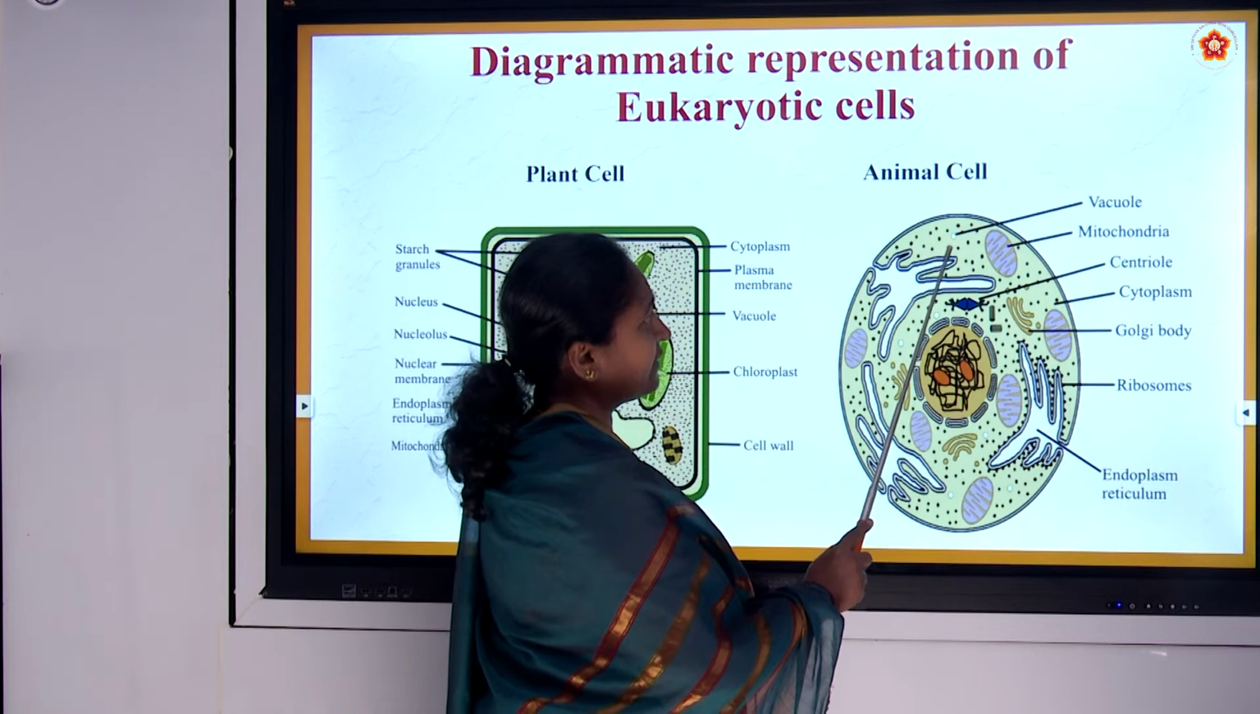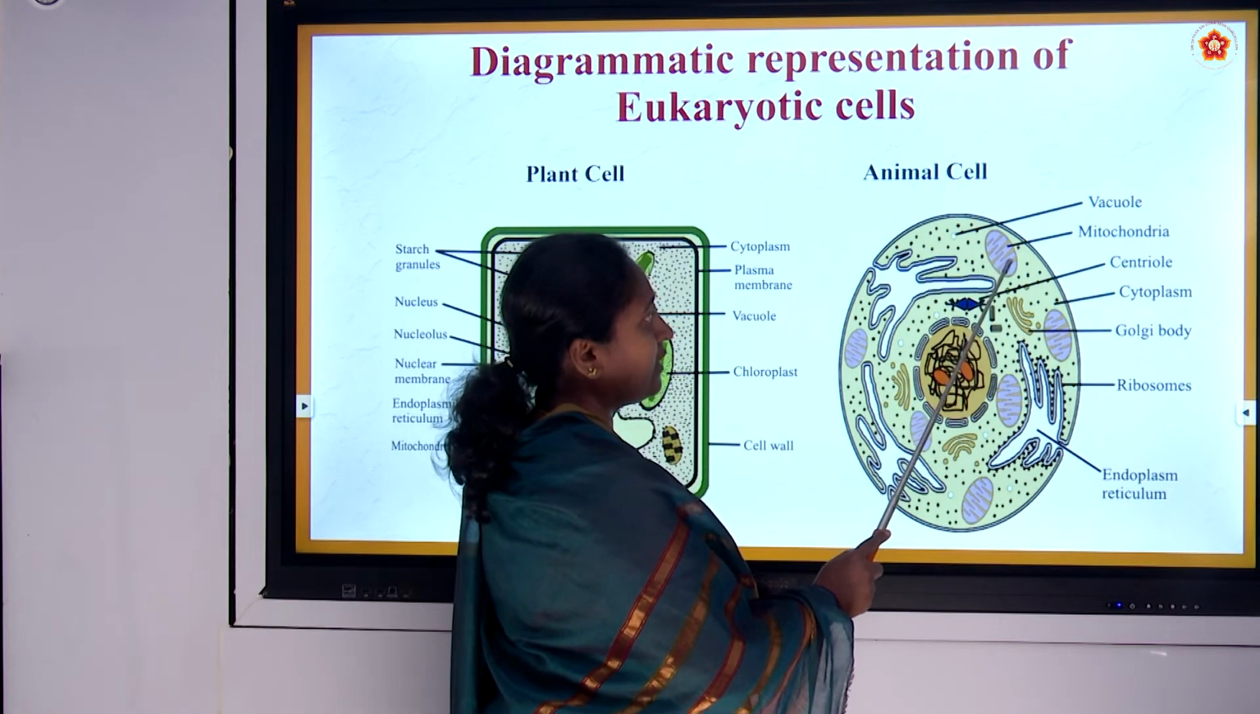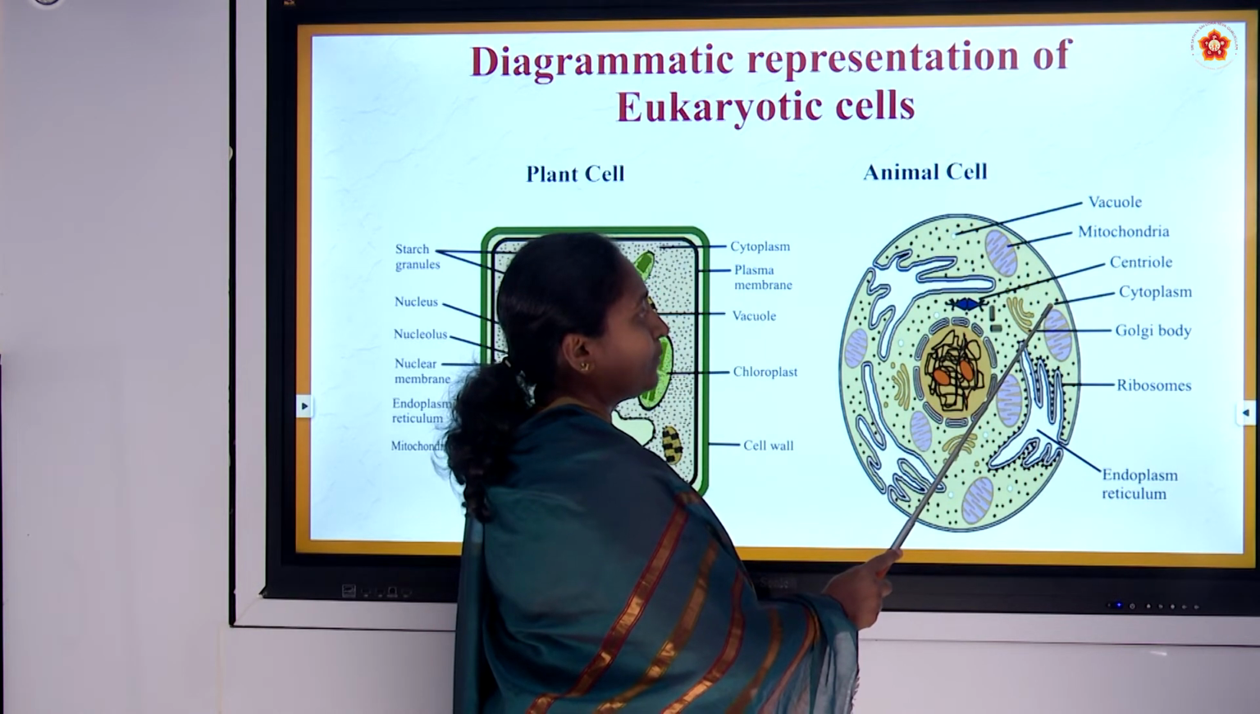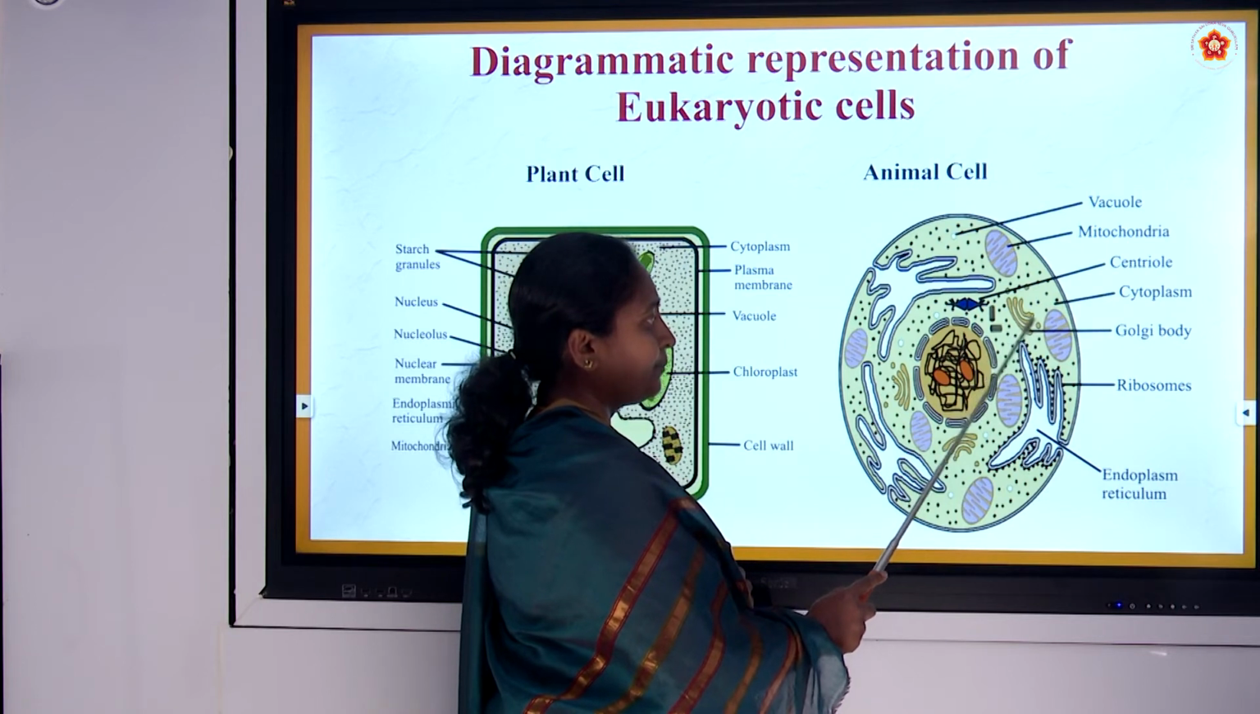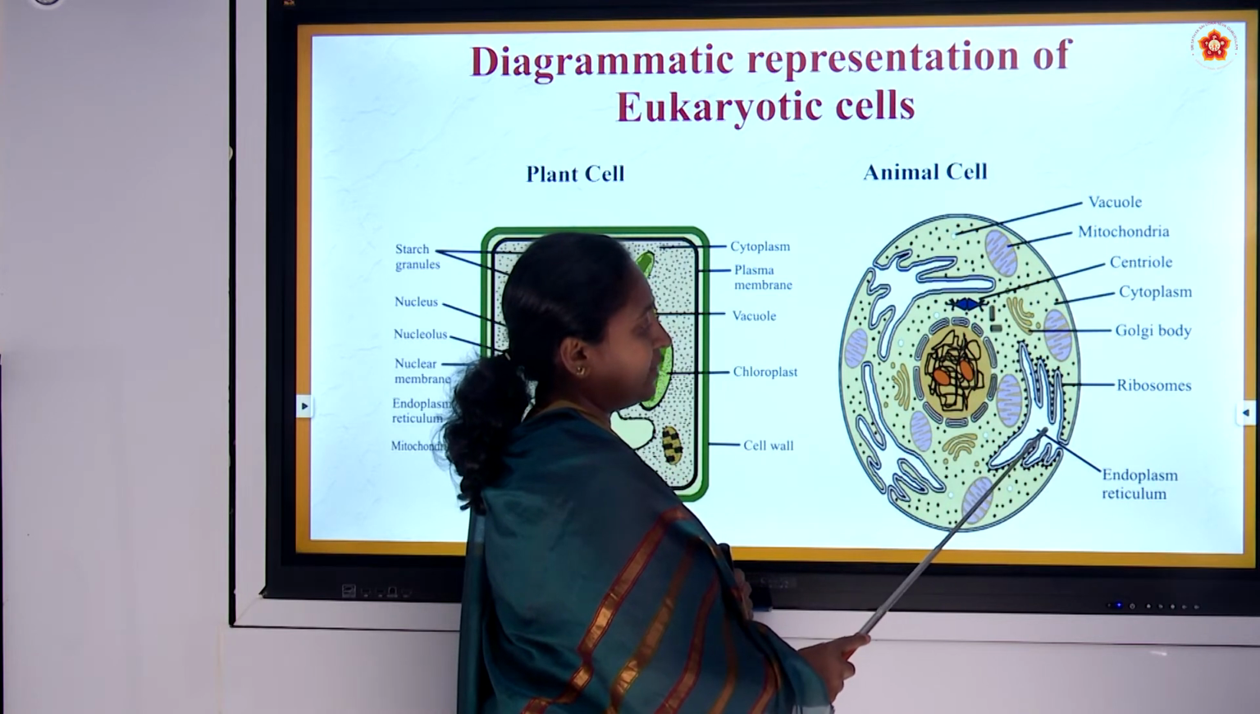So, what are all the organelles we have seen? Vacuole, mitochondria, centriole, cytoplasm, Golgi body, the ribosomes which are attached onto the rough endoplasmic reticulum we have seen.